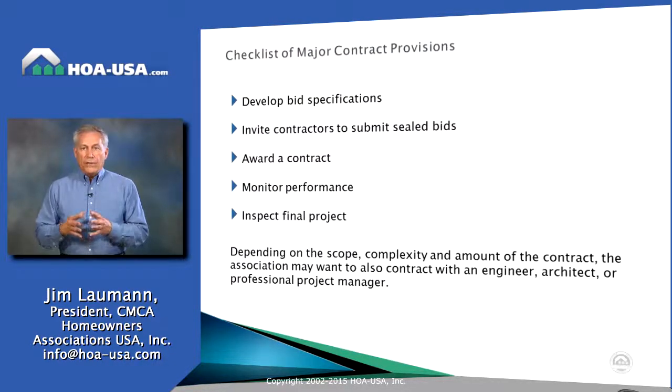In the course of managing large projects, it's important that the association consider some additional measures. We're talking about projects in excess of $25,000 or so, and that's an easy number to hit. For those kind of large projects, there should be specific bid specifications prepared, a bid document, if you will. There should be an invitation to contractors to submit sealed bids.